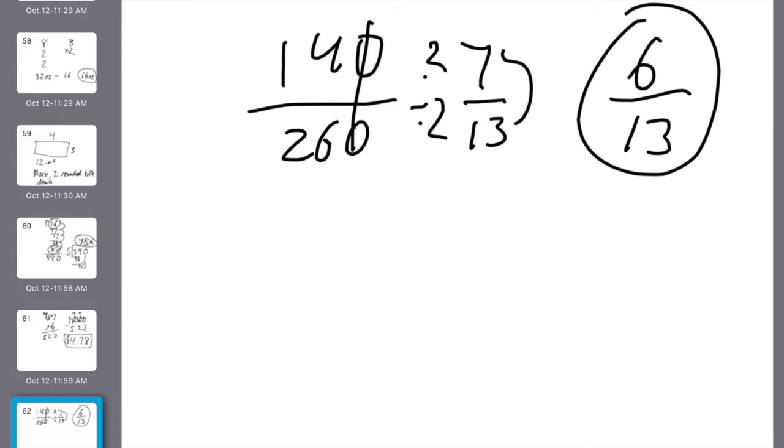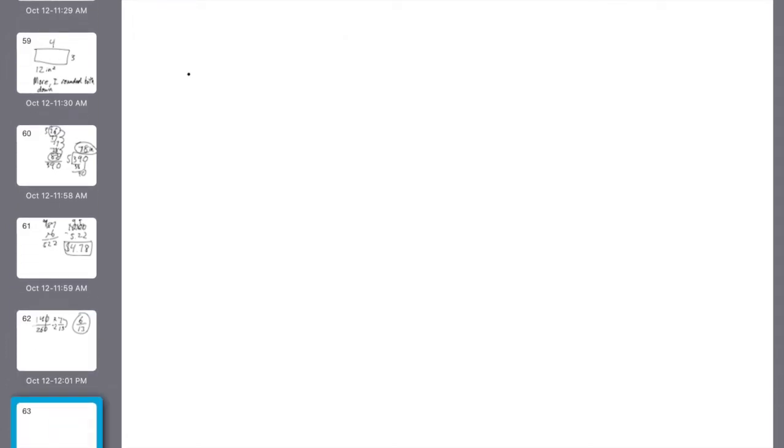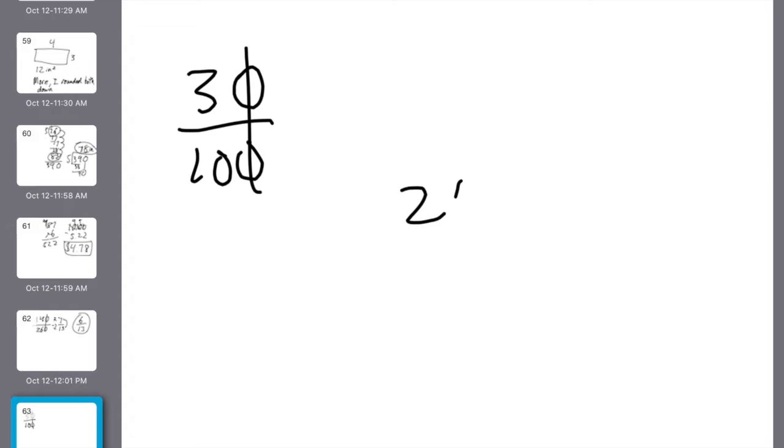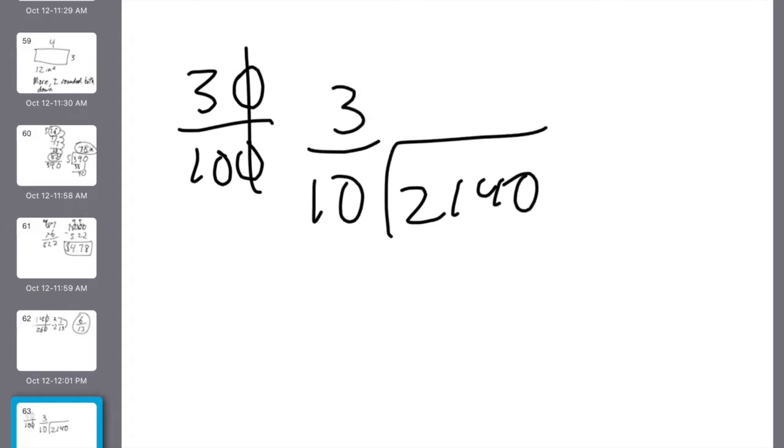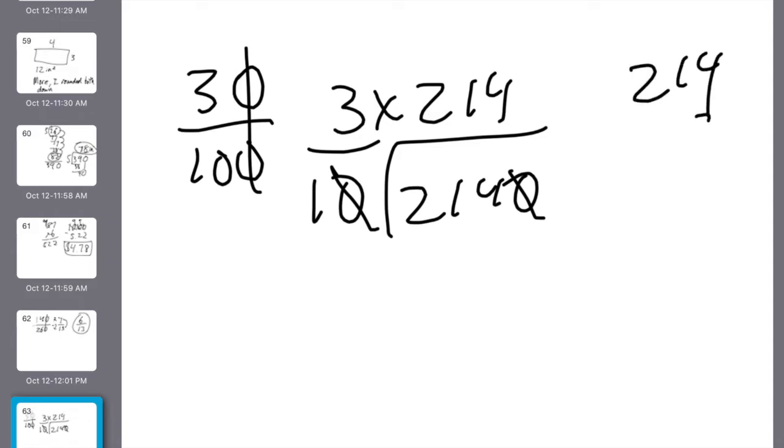Number 5. In the following statement, change the percent to reduced fraction and answer the question. The Daltons completed 30% of their 2,140-mile trip the first day. How many miles did they do the first day? So I have 30%. Percent means out of 100, chop a 0. So now I take my 2,140, I divide it by 10, and then multiply it by 3. So dividing by 10 chops the zeros.